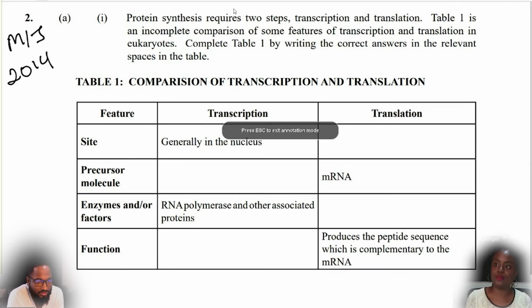So let's start. Protein synthesis requires 2 steps, transcription and translation. Table 1 is an incomplete comparison of some features of transcription and translation in eukaryotes. Complete table 1 by writing the correct answers in the relevant spaces in the table.